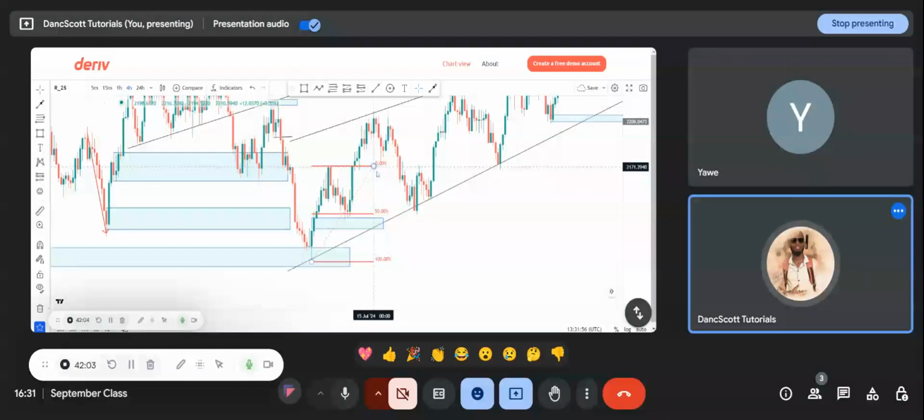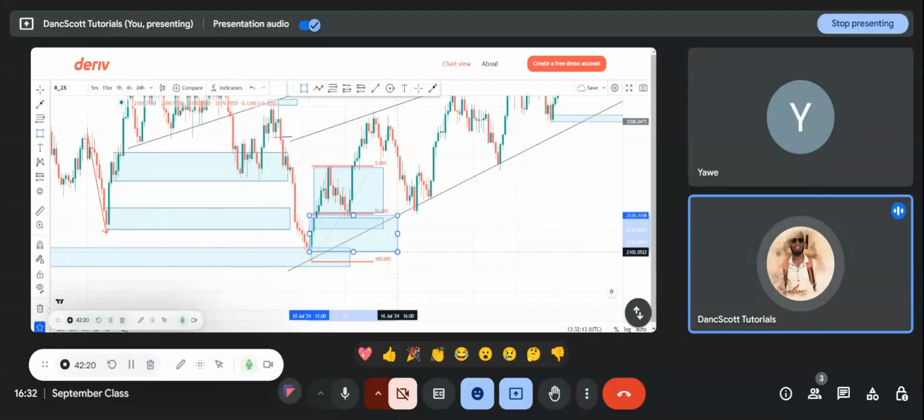Then the zero, anything that is above here, we normally call it the premium zone. And then the one down below the 50% is the demand zone, or call it the discount zone. Just like how we all go to the market looking for something that is discounted, something that is having low price. You understand that?